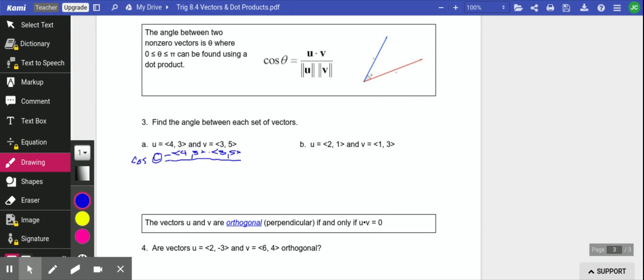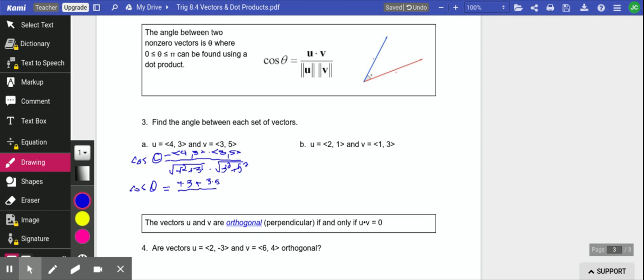over the magnitude of u. Now remember, that's a modified distance formula: 4 squared plus 3 squared. And the modified distance formula for v: 3 squared plus 5 squared. All right, so we're going to get cosine theta. In the numerator, we're going to do 4 times 3, those are our x components, and then the y components, 3 times 5.